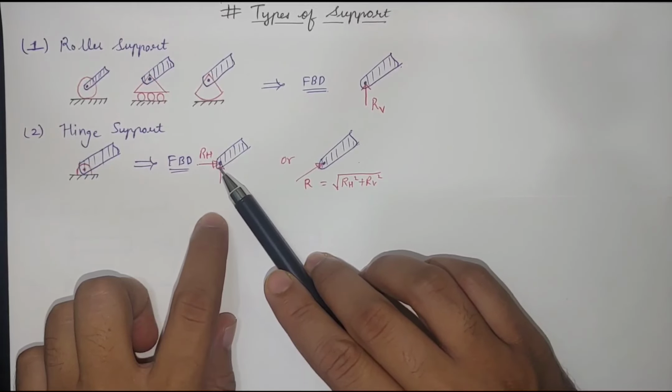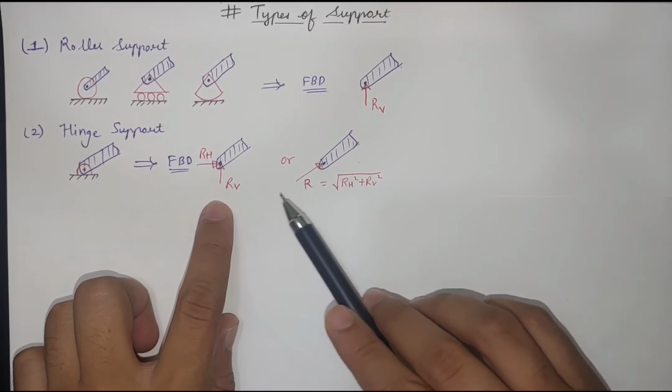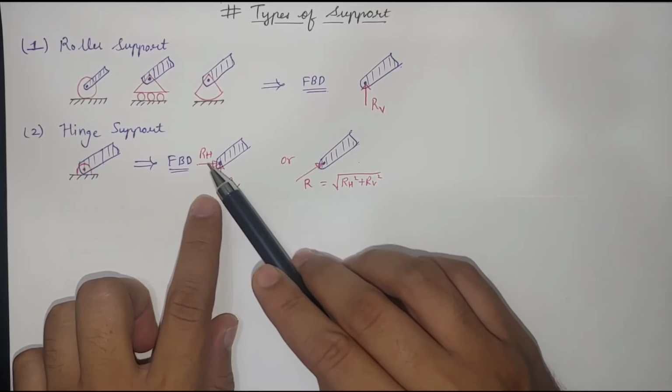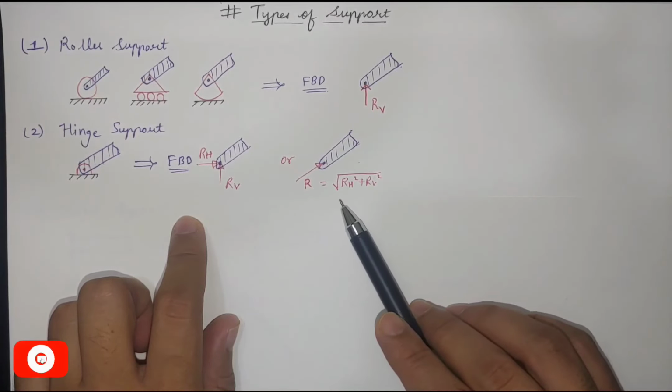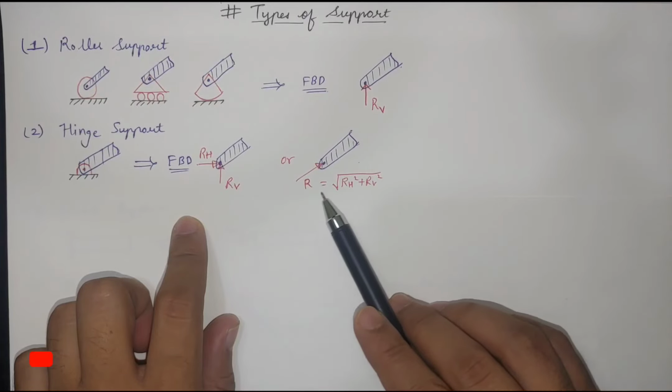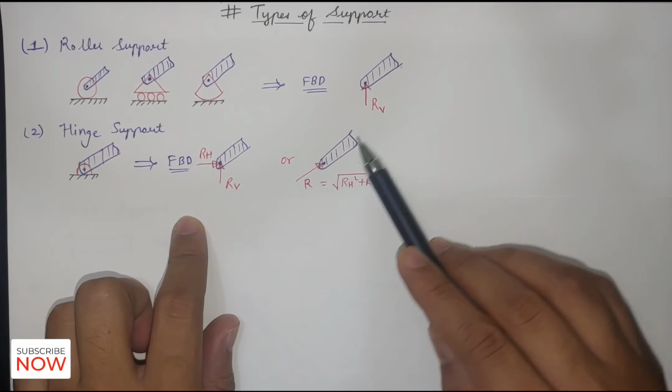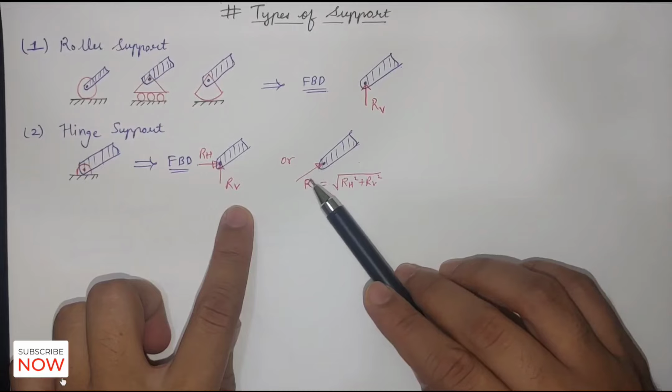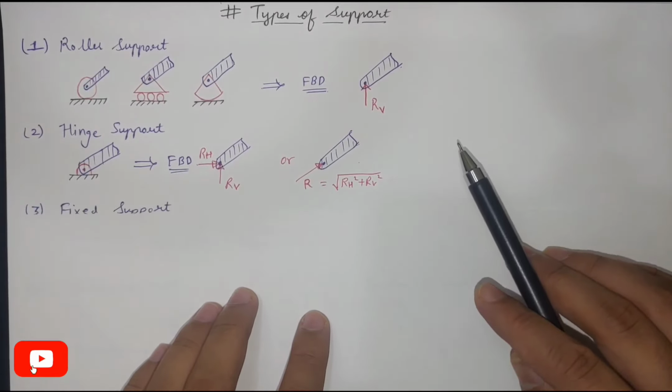So this is how we can show it, and we can also show it by a single force which is the resultant of both these forces, because both these forces are at 90 degrees. So we can use the Pythagoras theorem to calculate this reaction. So this is how we can show the hinge support.